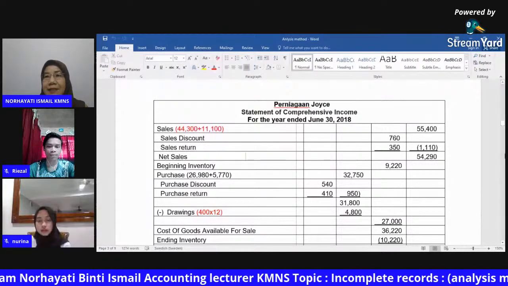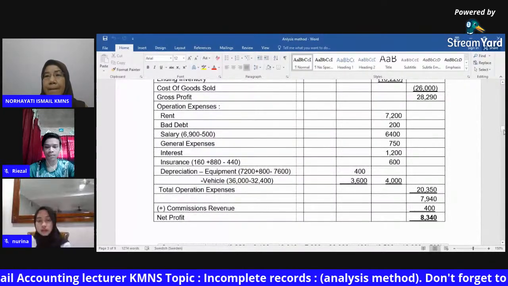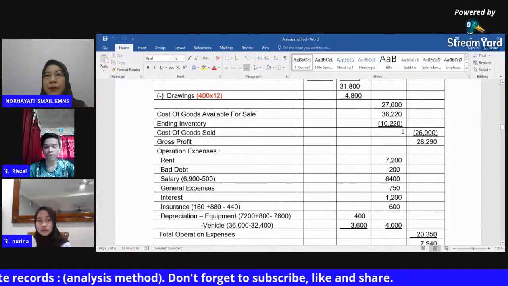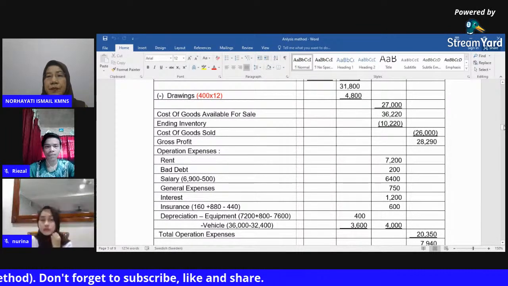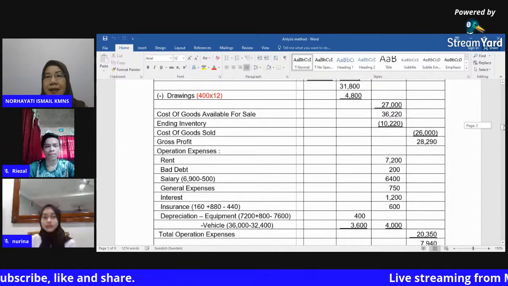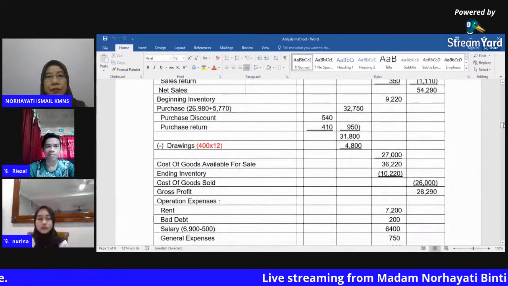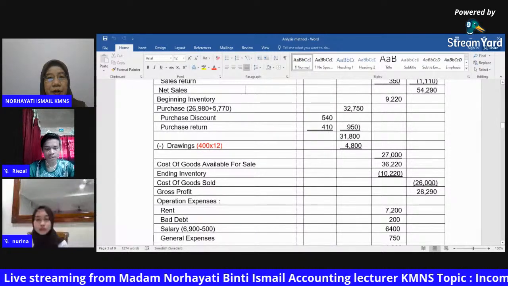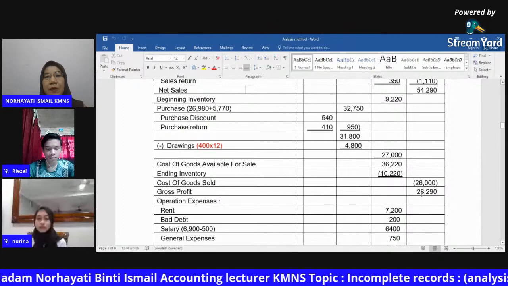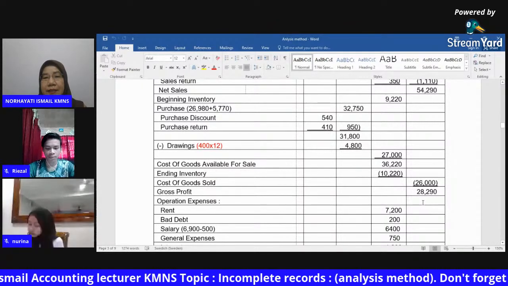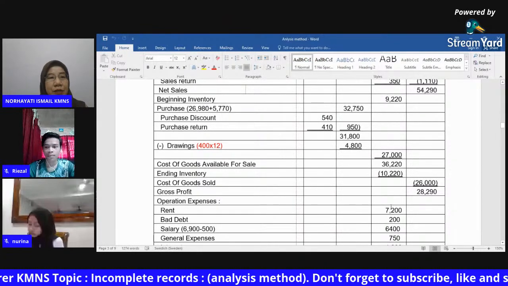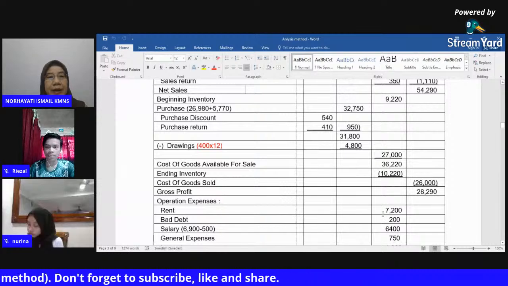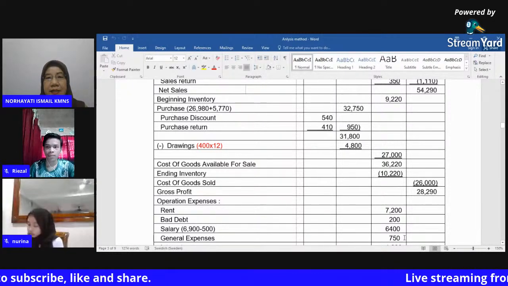36,220 less ending inventory. So less ending inventory, you got cost of goods sold. From cost of goods sold, sale less cost of goods sold, or net sale less cost of goods sold, you got gross profit. Okay, the amount is 28,290. Now we look at the operation expense: rent 7,200, bad debts 200, salaries 6,400.